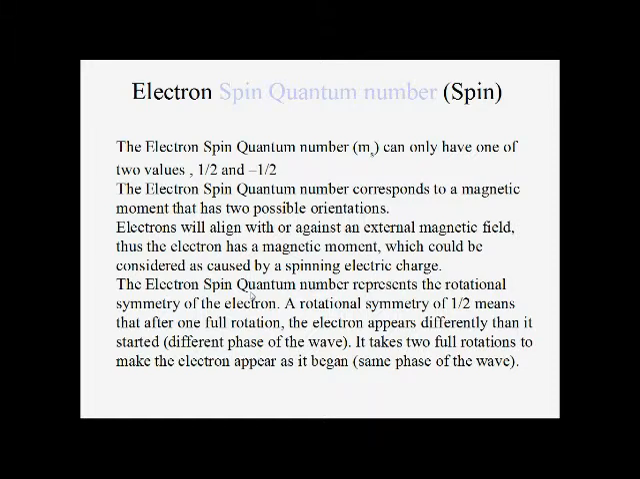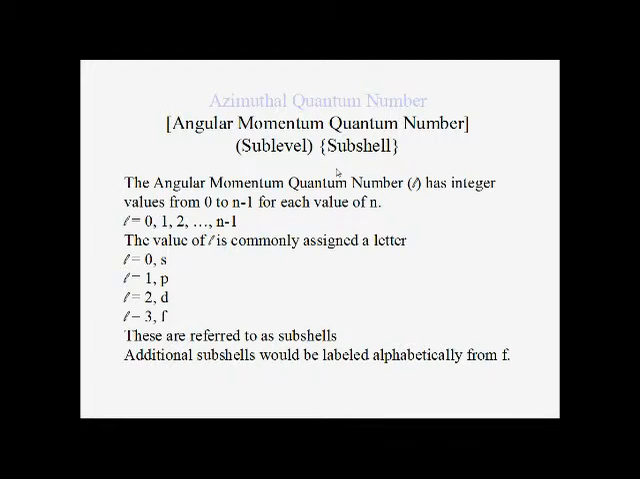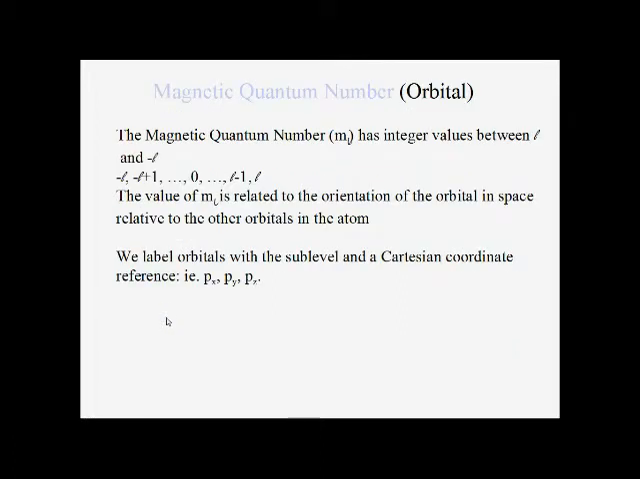The last quantum number that we have is the electron spin quantum number. Let's see, the magnetic quantum number. This is representing the orientation of the orbitals in space. So the azimuthal quantum number, the angular momentum quantum number, is representing the shape of the orbitals. S is spherical, P is 2-lobed, D is 4-lobed, F is 8-lobed. Magnetic quantum number represents the orientation of these lobes in space.